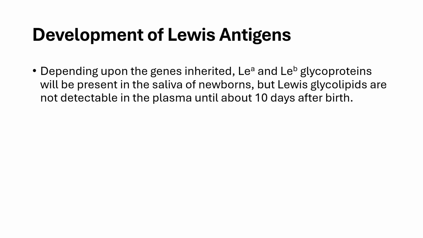For the development of Lewis antigens, Lewis A and Lewis B glycoproteins can be present in the saliva of newborns depending on inherited genetics or genes. For plasma, the Lewis glycolipids are not detectable in plasma until about 10 days after birth.